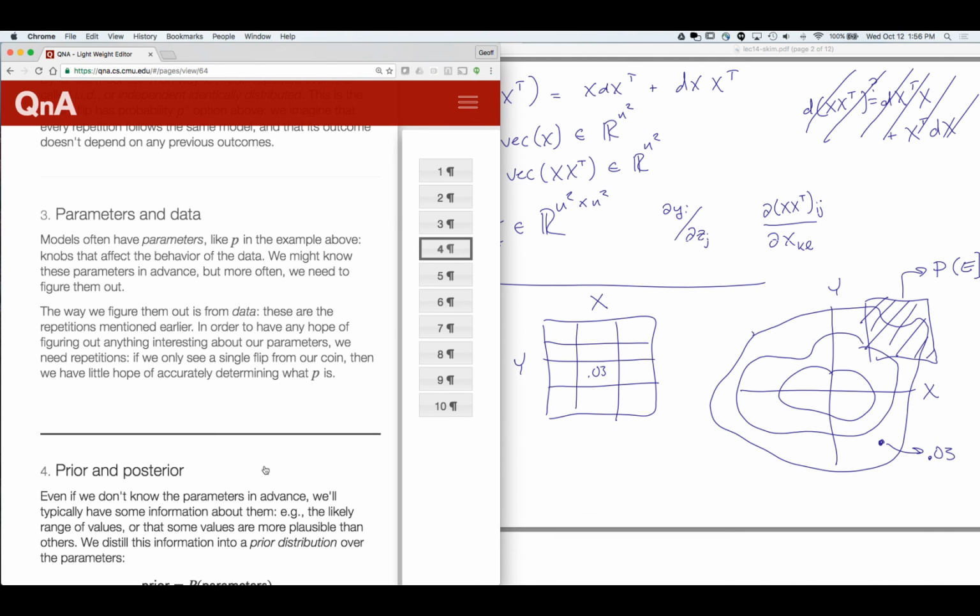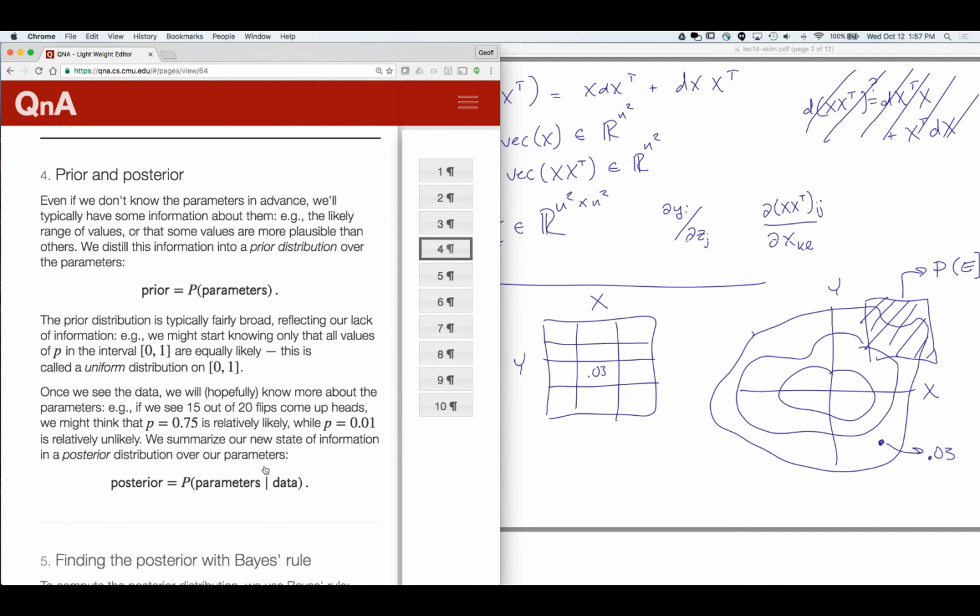And so we better have repetitions, right? So in our IID model, we better have 20 flips instead of one flip. Otherwise, we don't have much chance of figuring out anything about the parameter, about the probability. And so we'll assume that we're in a world like that. We have a model. The model has some parameters. We get IID draws from the model, meaning repeated experiments that have the same distribution. And we have to figure out the parameters.